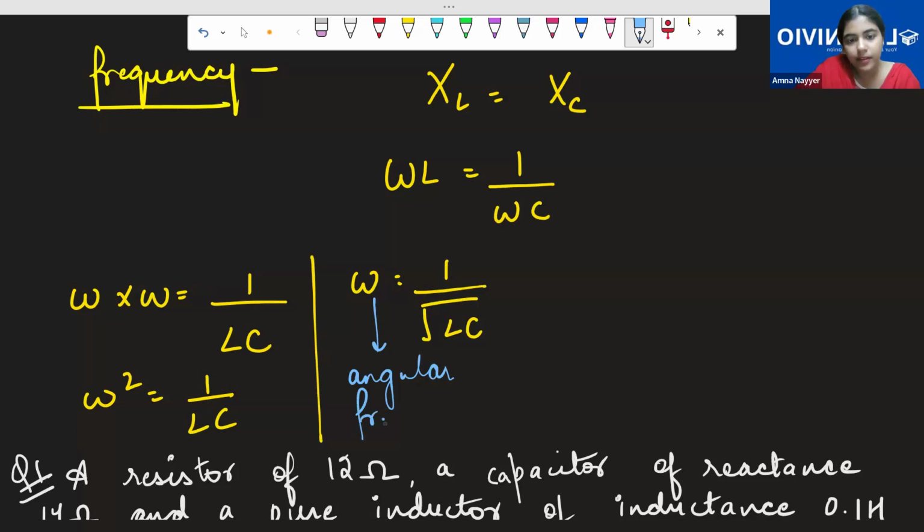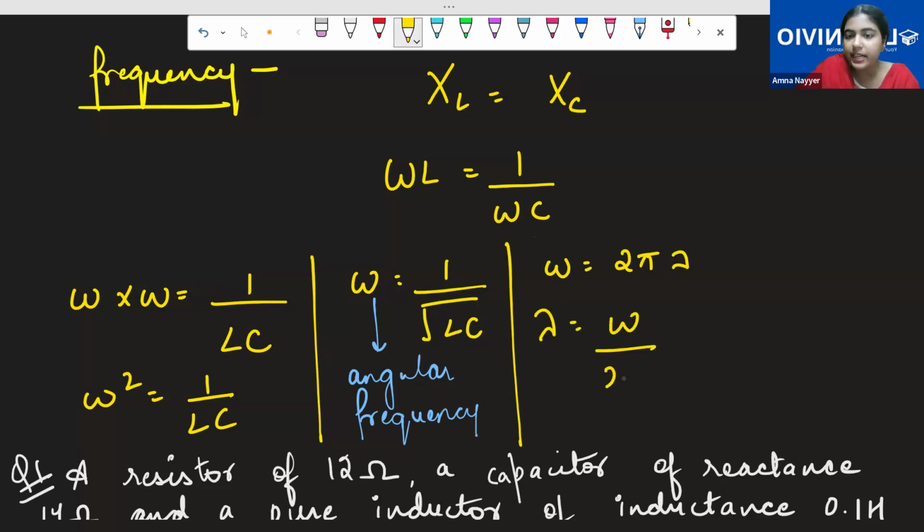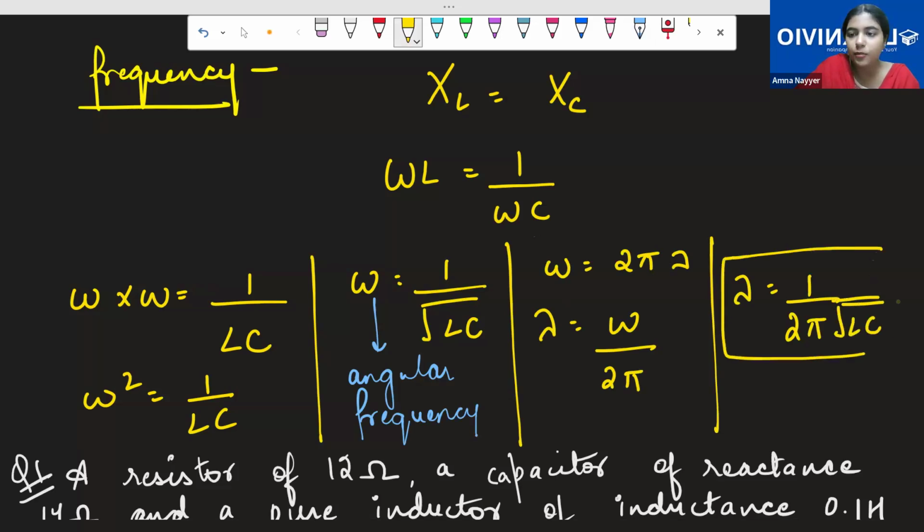And what is omega? That's the angular frequency. Now, omega is equal to 2 pi nu. So what will be the linear frequency? Omega divided by 2 pi. So linear frequency comes out to be 1 by 2 pi under root LC. This is the formula of linear frequency. This derivation often comes in exams.